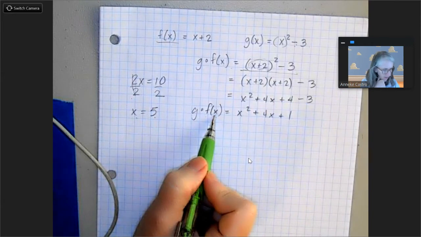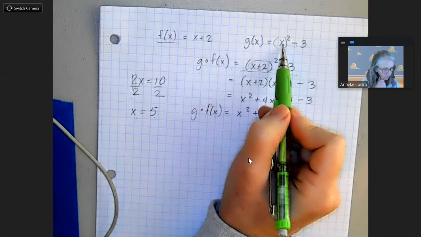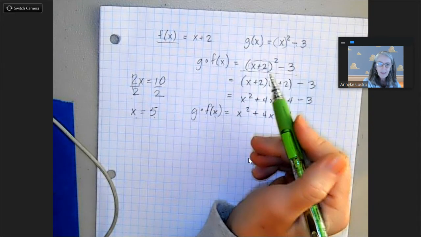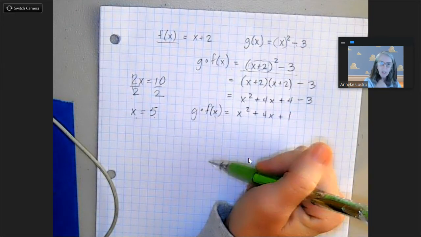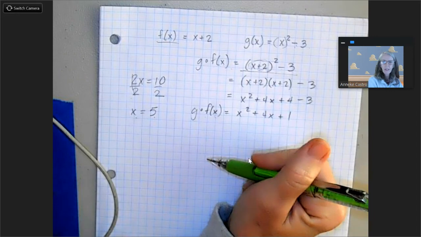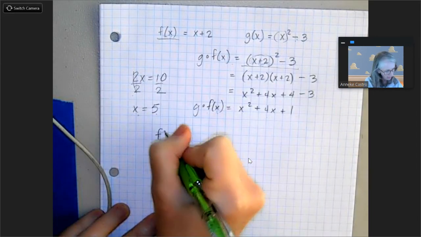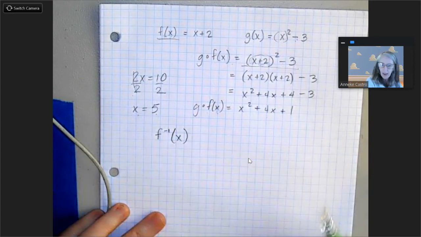F of x is what happened to this. We put an f of x in here. What's the inverse of f of x? Okay, to undo it, we're going to do the inverse. So let's give it a try. The inverse function, how do I get inverse of f of x?